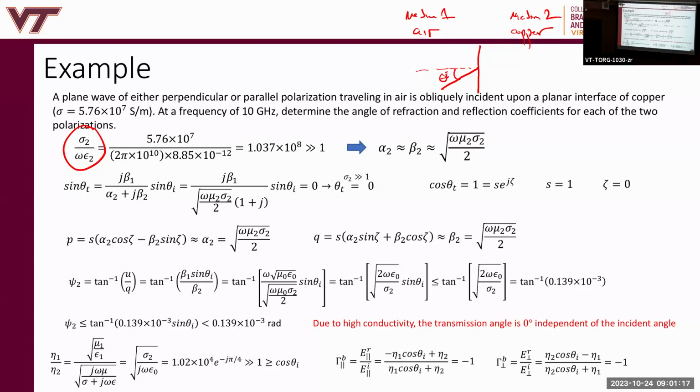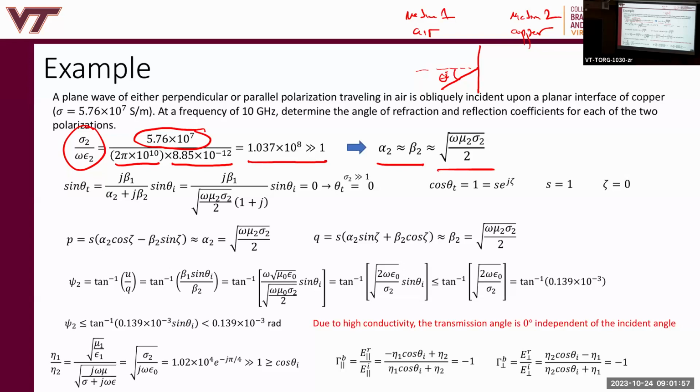We know epsilon 2 over here is epsilon naught, and it has a sigma, right? So here's sigma of medium 2, copper. Here's 10 gigahertz, omega, and then we just have epsilon naught here because metal has, at these frequencies, epsilon equal to epsilon naught. Then we find that ratio to be much, much greater than 1. All right, that means that we can say from that table that alpha 2 is approximately beta 2, equal to the square root of omega mu sigma over 2. Okay.